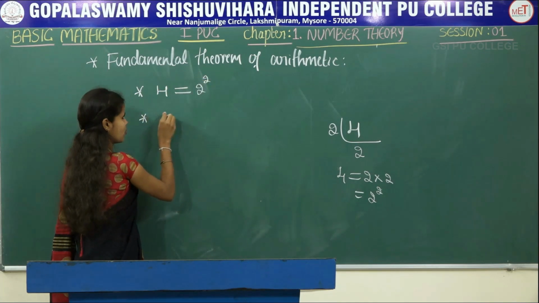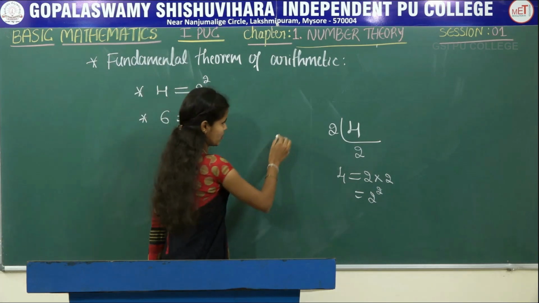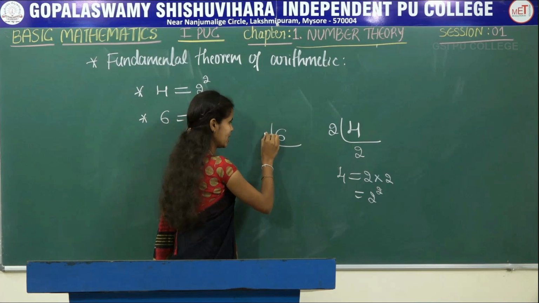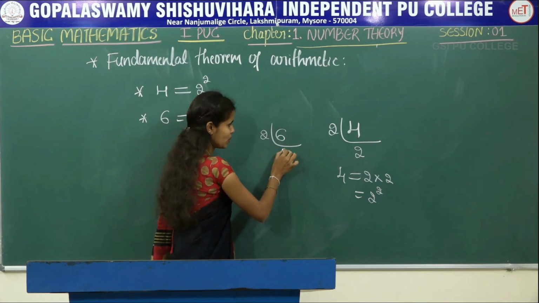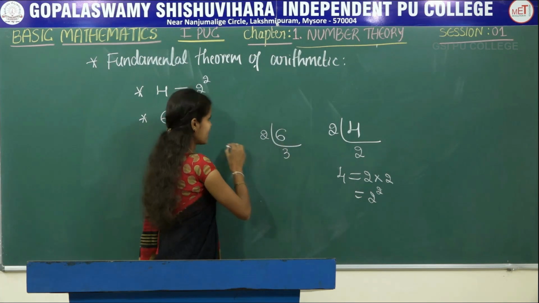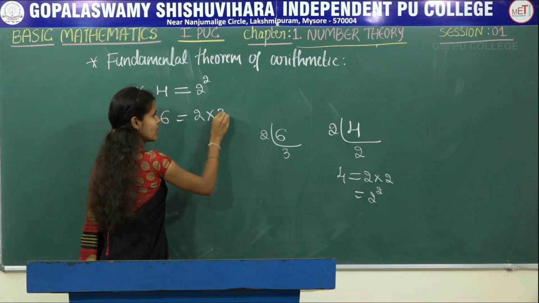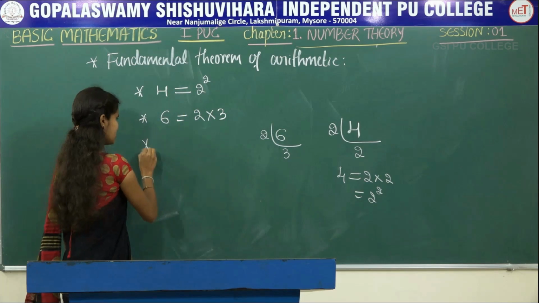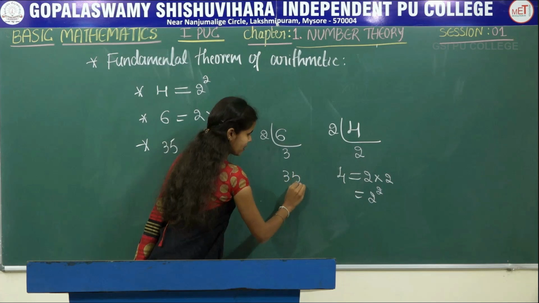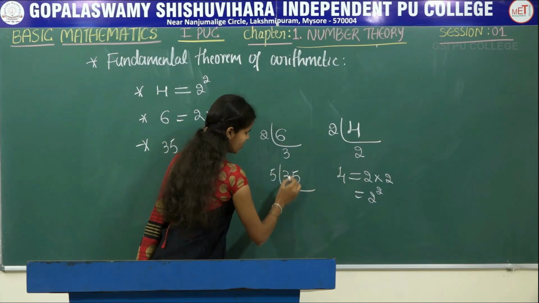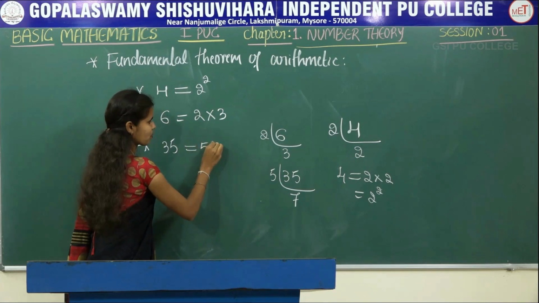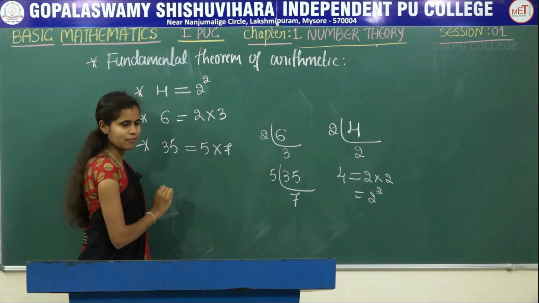Consider the next composite number 6. Divide using the prime factorization method, means divide by prime numbers only. The first prime number is 2, so 2 and 3, until we get a prime number. So 6 can be written as 2 into 3. Next, consider for example 35. Divide by 5, 5 7. So this can be written as 5 into 7.